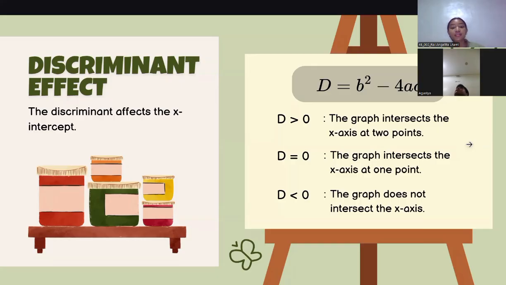This point is the vertex, which lies on the x-axis. And third, if D is less than 0, the graph does not intersect the x-axis at all. The parabola lies completely above or below the x-axis.